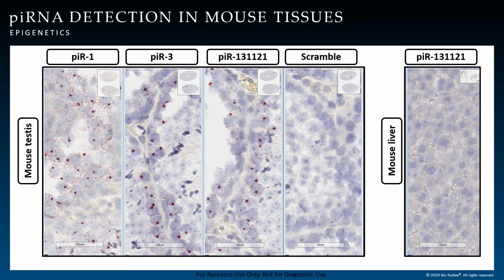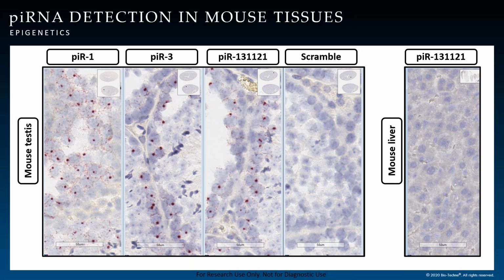Now, piRNA detection in this case appears as a very strong paranuclear punctate dot. And as you can see from this image, it is specifically detected in the spermatogonia, which are the undifferentiated male germ cells that eventually give rise to the mature spermatozoa. Now, these staining patterns have also been observed in multiple literature reports. And as a negative control, we're showing here a scramble probe, which shows no staining in the same area in the mouse testes.